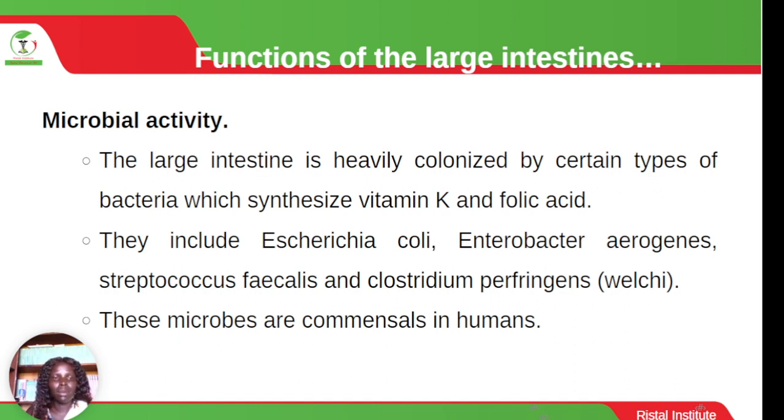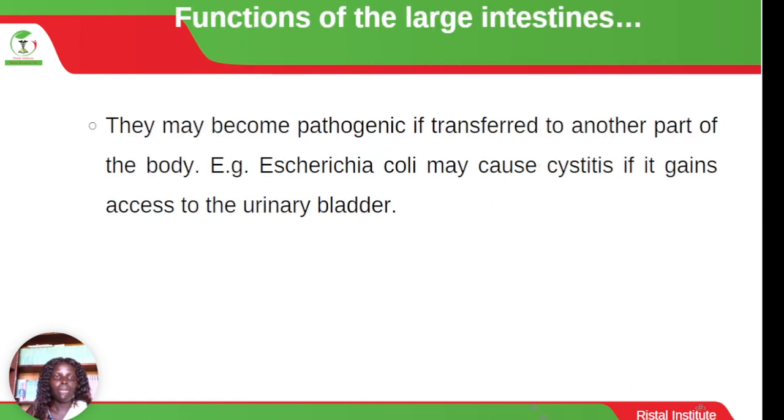They can stay without causing any problem unless their conditions of stay have changed. They may become pathogenic if transferred to another part of the body. For example, Escherichia coli may cause cystitis if it gains access to the urinary bladder. But if it remains where it is, it cannot cause any problem.